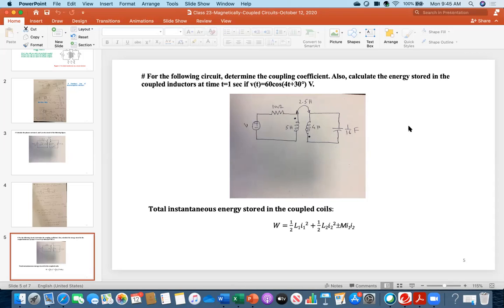I told you to write down the coefficient of coupling because that will be needed. In this case, it is given 5 henry, 5 henry, 2.5 henry. But to solve the problem, because there are two separate loops, one loop and the other loop, you have to write down the loop voltage equation. At that time you need the phasor domain impedance, so first you have to convert those.